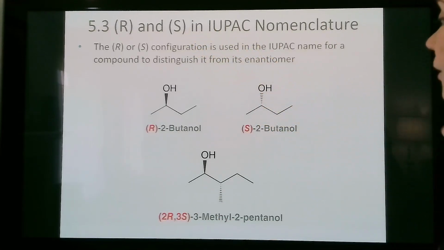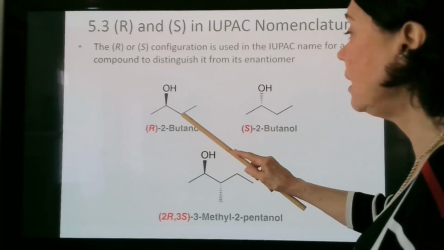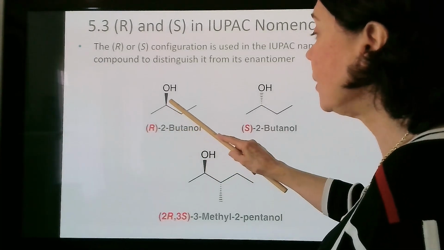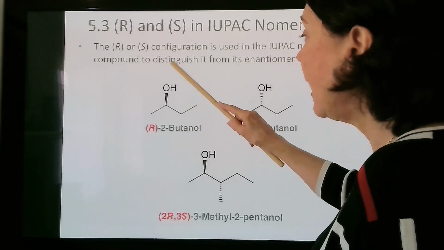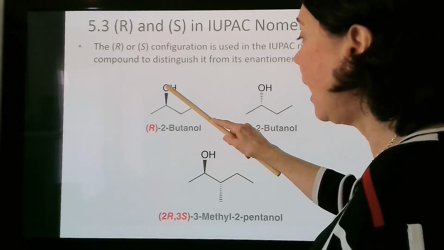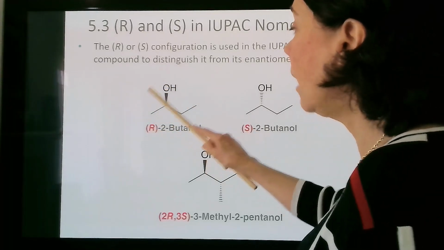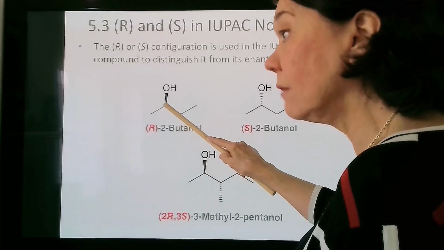R and S in IUPAC nomenclature. As I mentioned earlier, this is R-2-butanol. Look at this. You have the CH bond going back, and this is the highest priority, this is next, so we're going clockwise. So this carbon will have an R configuration.